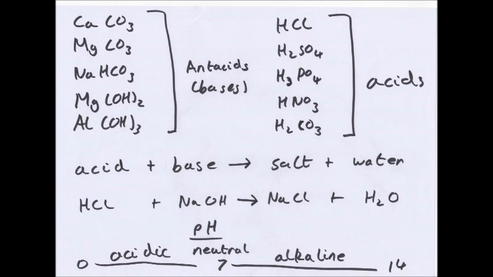Here is a list of acids. Stephen, what acids are these? So you've got hydrochloric acid, HCl, sulfuric acid, H2SO4, phosphoric acid, H3PO4, nitric acid, HNO3, and carbonic acid, H2CO3. And you also have antacids, which are the opposite, also known as bases.